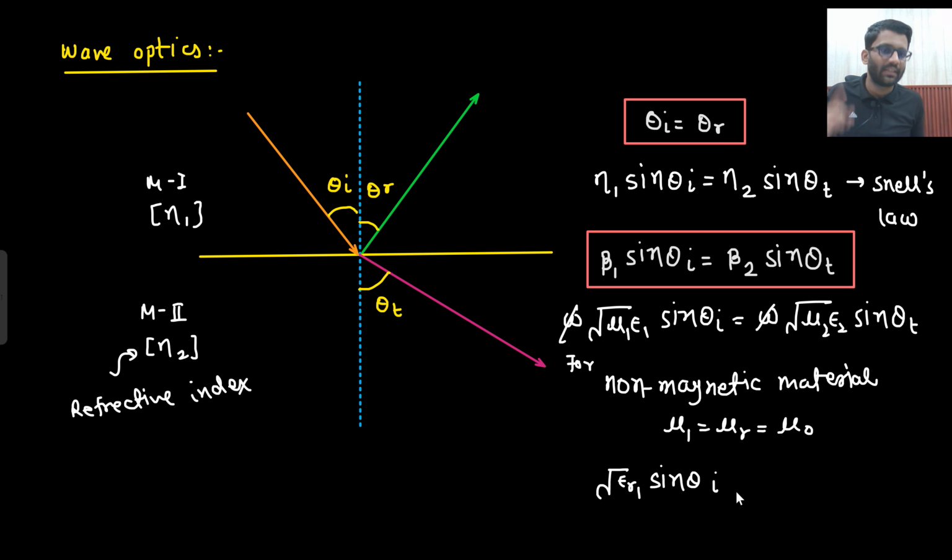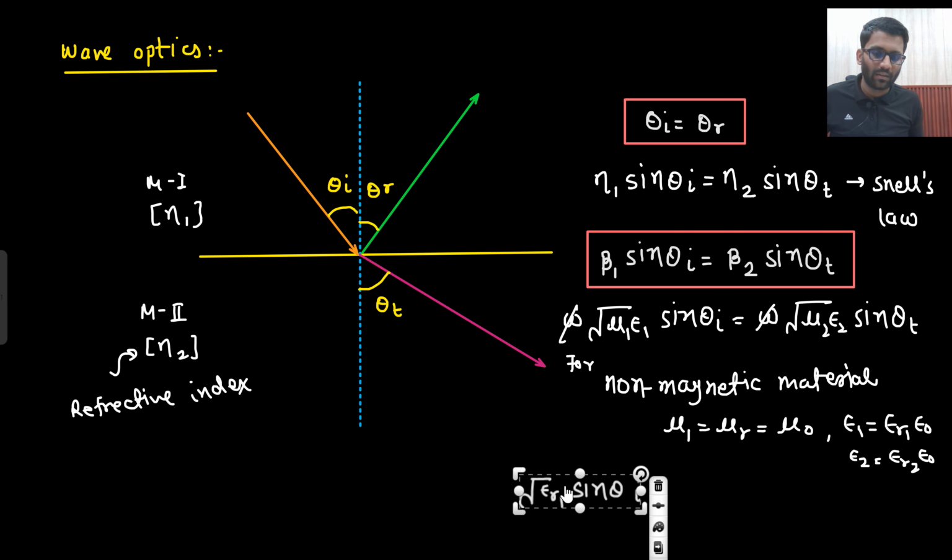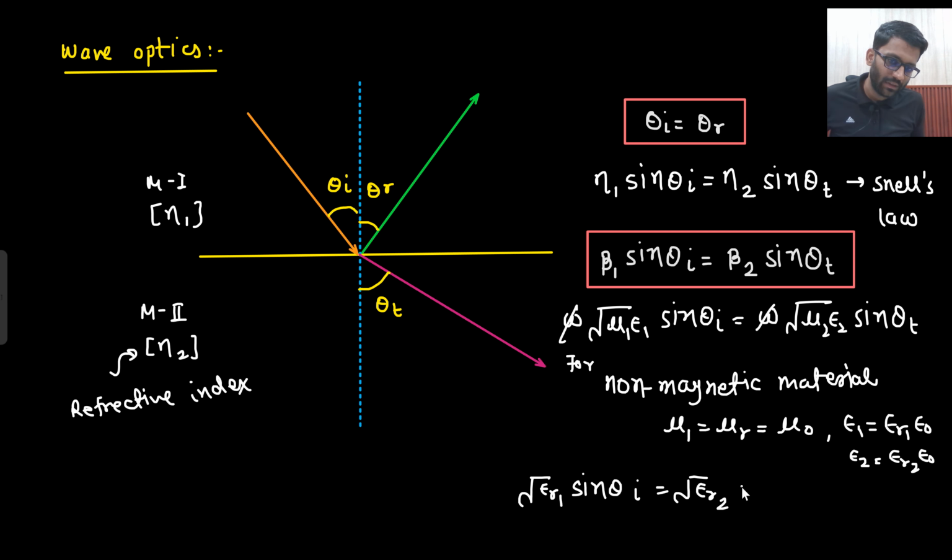Because epsilon 1 is epsilon r1 epsilon naught, and epsilon 2 is epsilon r2 epsilon naught, epsilon naught gets cancelled. So epsilon r1 sin theta i is equal to epsilon r2 sin theta t. In some textbooks you can find this also.